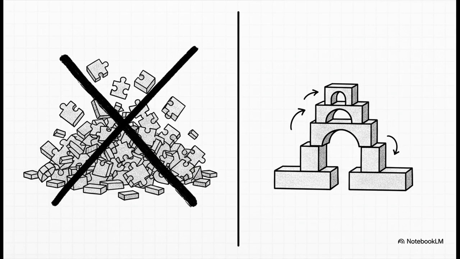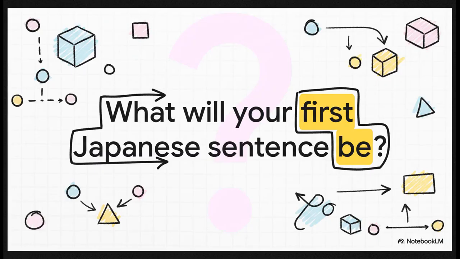And that's really the most important thing to remember. Japanese grammar isn't a random mess of rules you have to memorize. It is a logical, elegant system of building blocks. And once you see it that way, it stops being scary and it actually starts being, well, kind of fun. So, now that you've got the blueprint, the only real question left is, what are you going to build with it? What's the first thing you want to say with these powerful new tools?